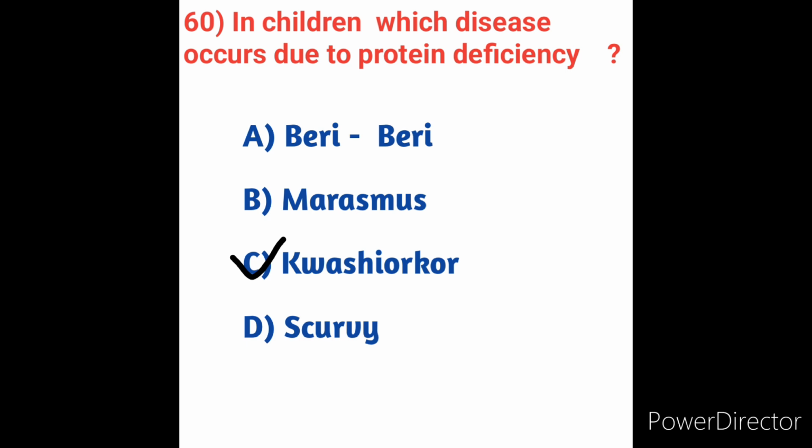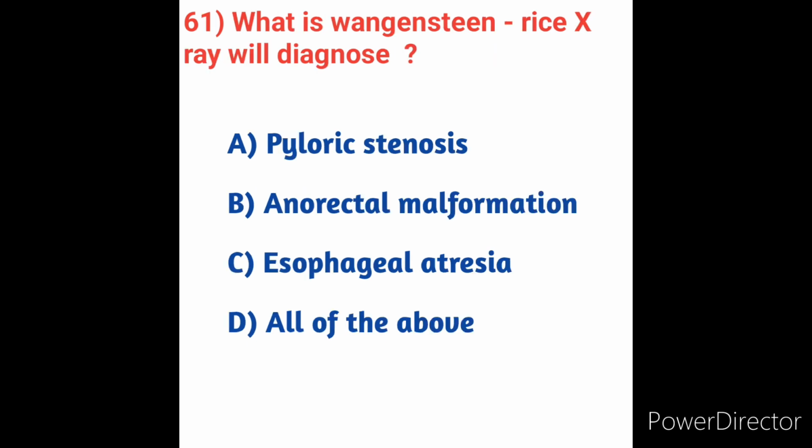Next we will move on to question number 61. What will the Wangensteen-Rice X-ray diagnose? From the options: option A pyloric stenosis, option B anorectal malformation, option C esophageal atresia, option D all of the above. What is the Wangensteen-Rice X-ray?